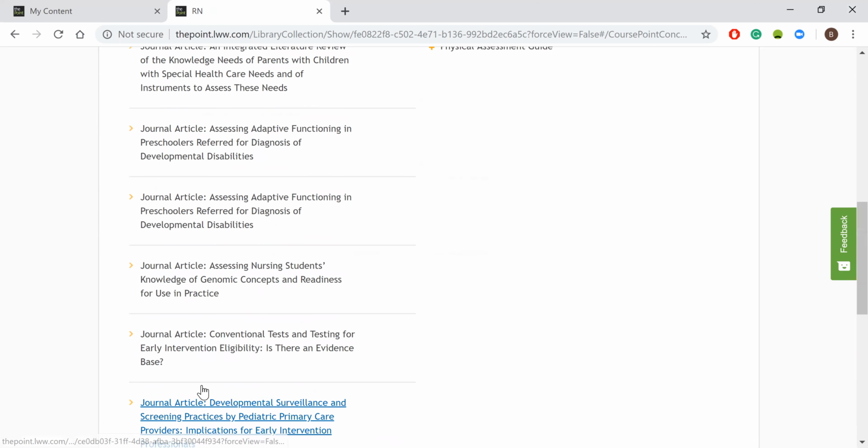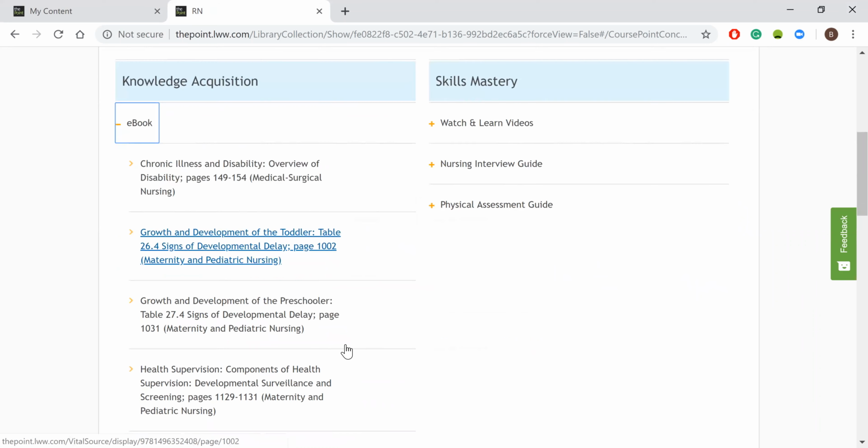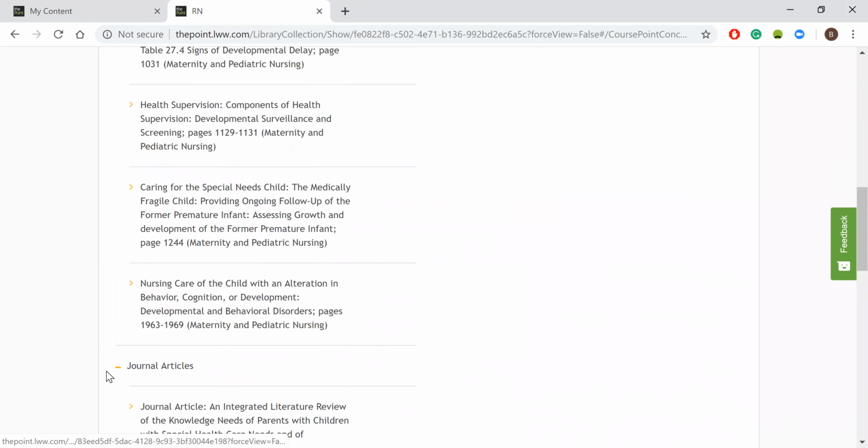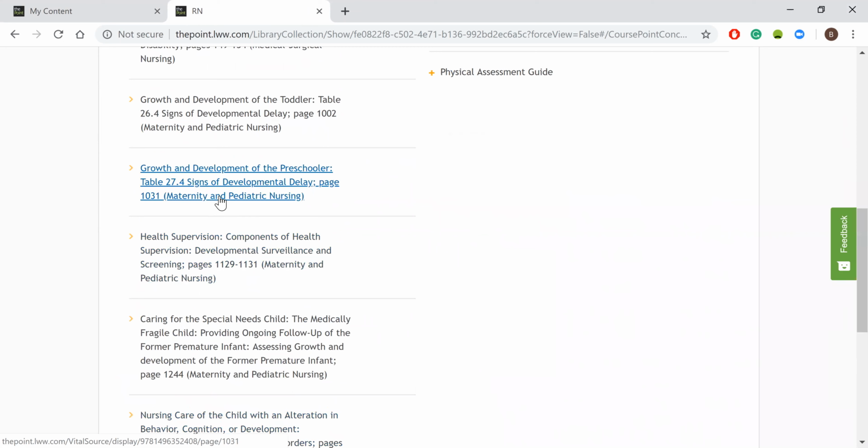So these are articles, but here's your ebook. So this is all of your reading. I'm going to eliminate journal articles. That's just kind of FYI. You're not responsible for the journal articles. Let me make that clear. But what you are responsible for are these readings.